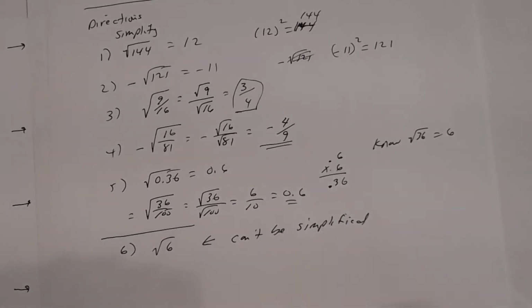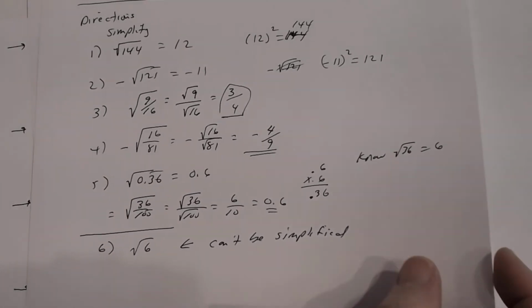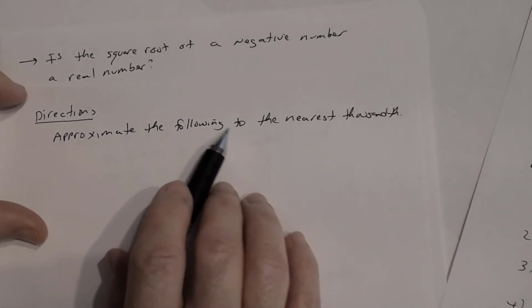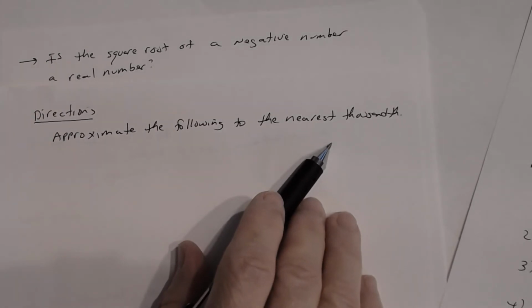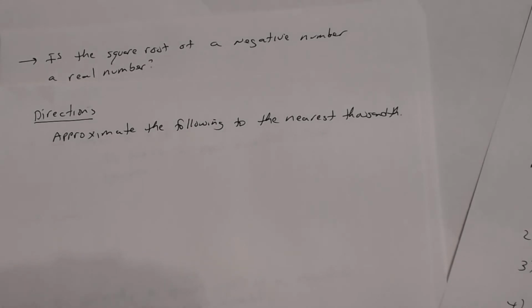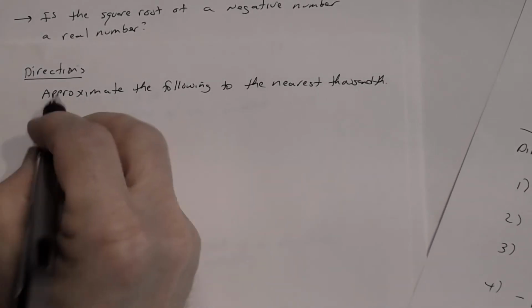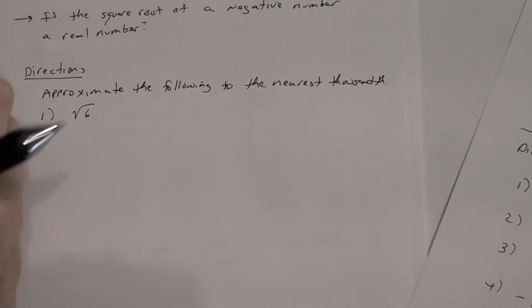But here's one of the things you can be asked to do. Approximate the following square roots to the nearest thousandth. And that's where you're going to need your calculator. All right, so let's look at our calculator. Approximate the following to the nearest thousandth. Okay, number 1, the square root of 6. All right, so here's how you use your calculator.